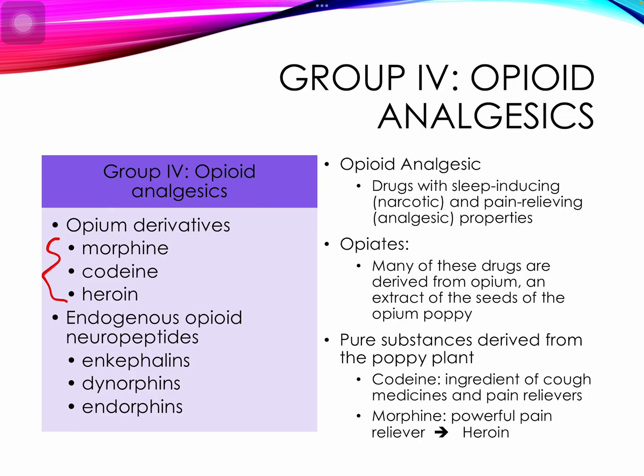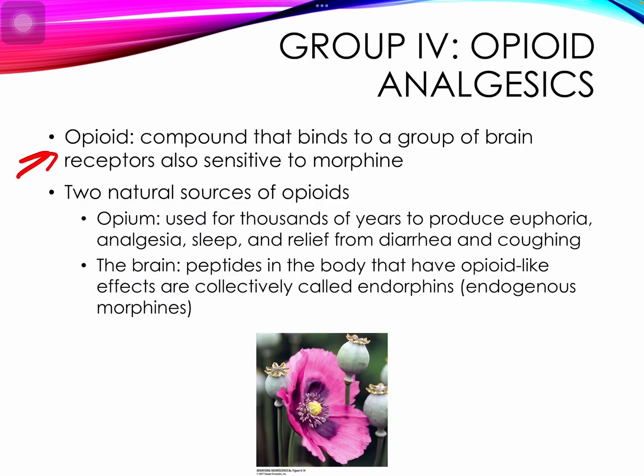Now, opium has some derivatives and some neuropeptides. These are endogenous opioid neuropeptides, which means that we have these naturally in our brains. If we get hurt, for example, we will see endorphins, as one example, rushing the brain to relieve the pain. What opioids do is essentially mimic that process, which we'll talk about in a minute. Opioids are those compounds that bind to our natural receptors in our brains that are sensitive to morphine. And these are the two natural sources.